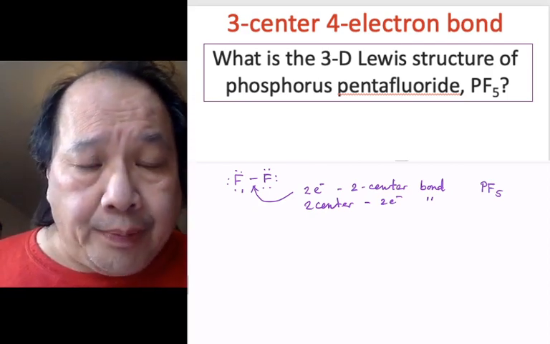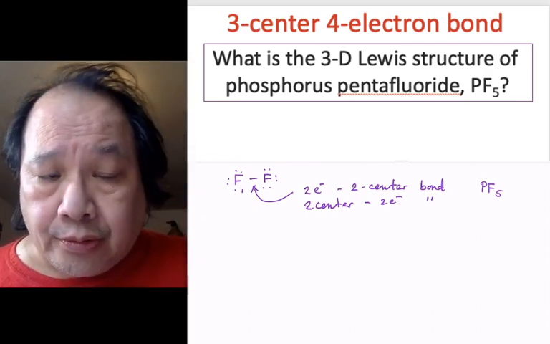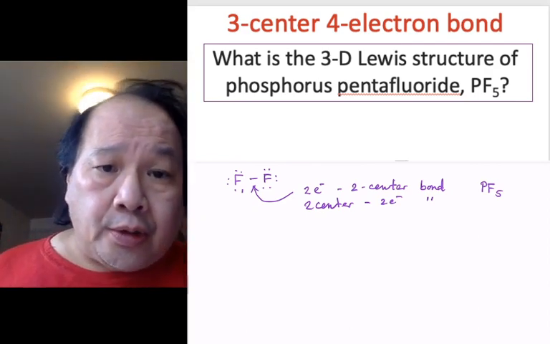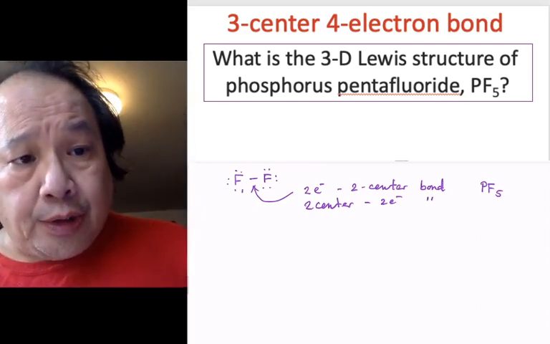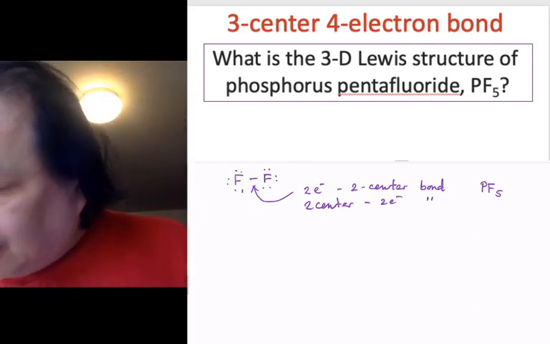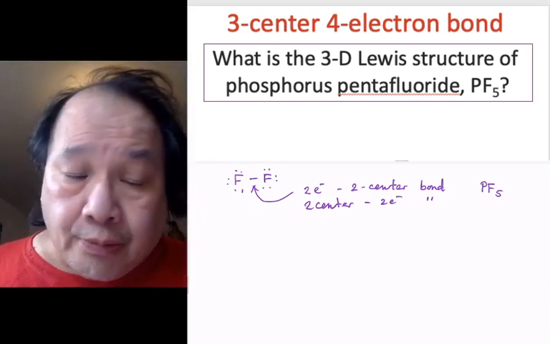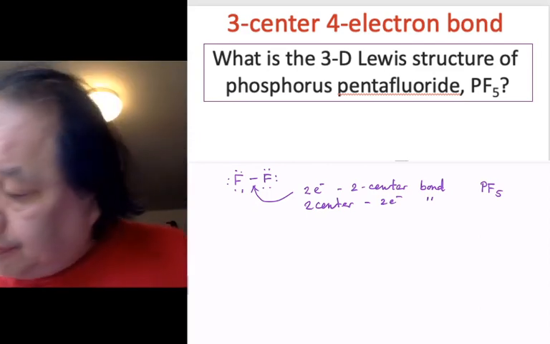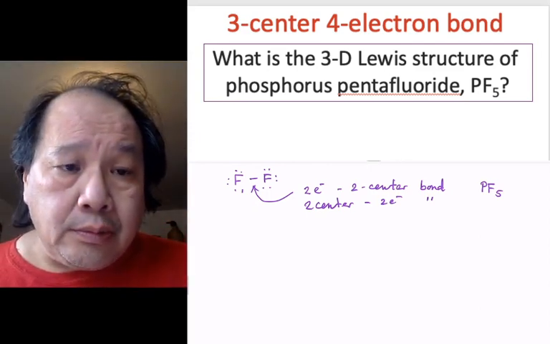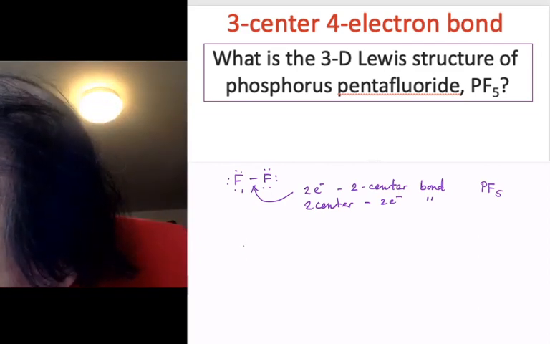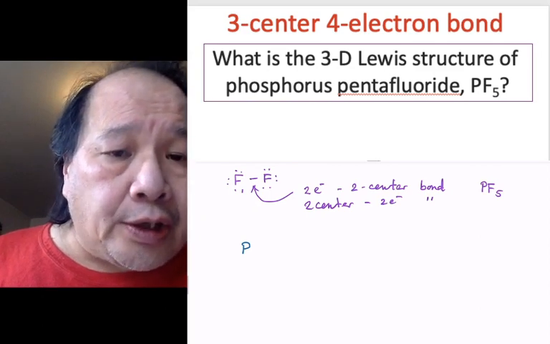Put in chat, where do I begin? 3D Lewis structure of PF5, it's a central atom molecule. Do I start with VSEPR or do I start with formal charges? And the answer is you start with VSEPR. What is the central atom? Put it in chat. What's the most electropositive atom? And the answer is phosphorus. It's most electropositive.